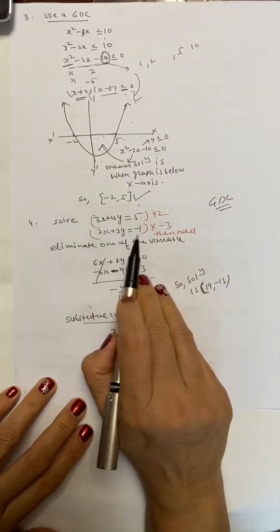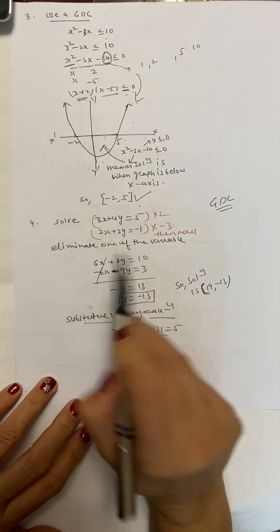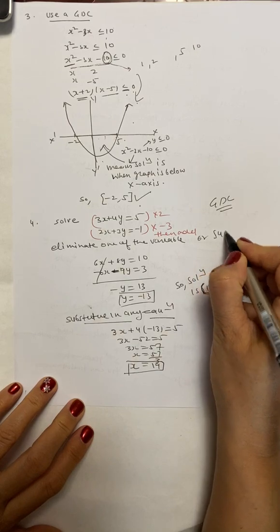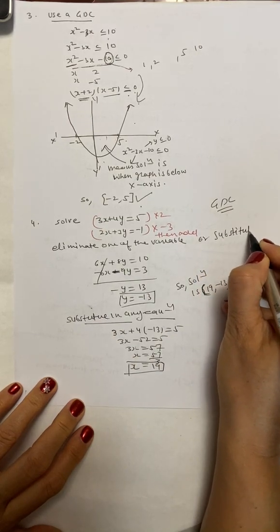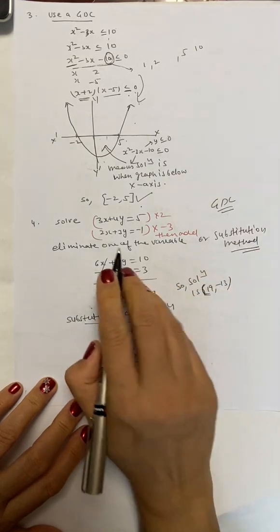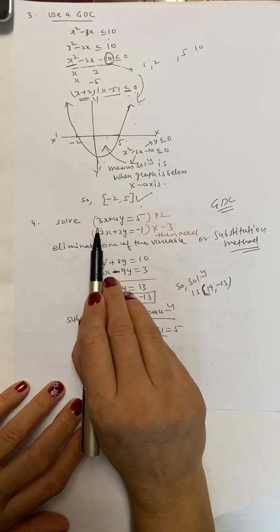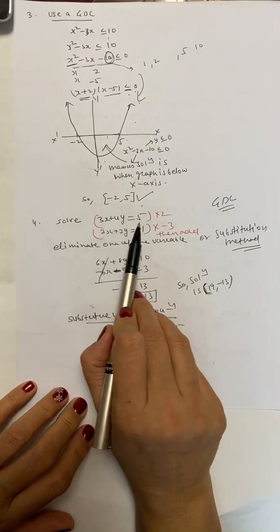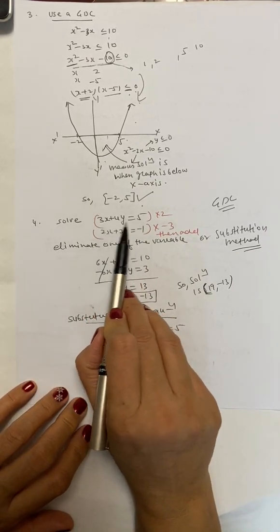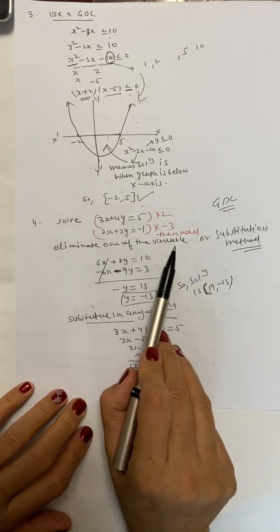So algebraically also, whenever you have simultaneous equations, we prefer to use either the elimination or the substitution method. But the substitution method is more useful when you have the coefficient of one of the variables as 1. Then you can easily isolate that variable. But in this equation, we do not have any variable where the coefficient is 1. So I'm going to use the elimination method here.